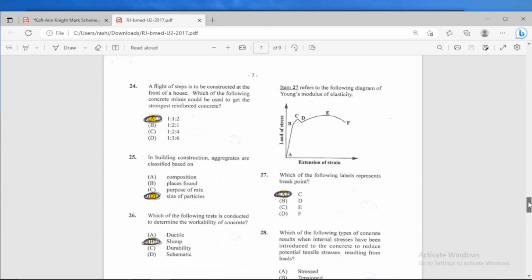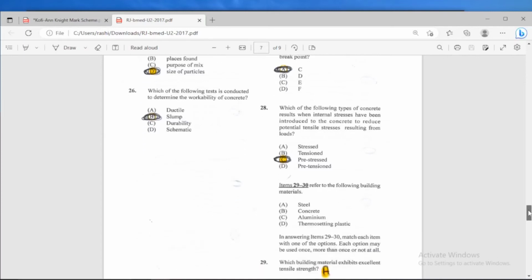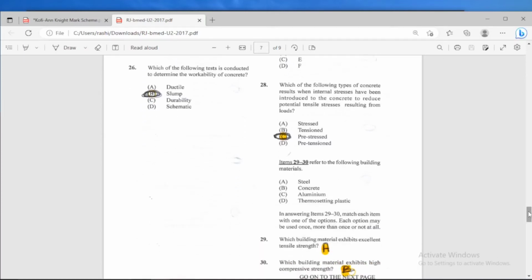Number 28 here. Which of the following types of concrete results when internal stresses have been introduced to the concrete to reduce potential tensile stresses resulting from loads? Is it stressed, tensioned, pre-stressed, or pre-tensioned? In this case, it would be pre-stressed concrete. Alright? Good. So items 29 to 30 refer to the following building materials: steel, concrete, aluminum, and thermosetting plastics.